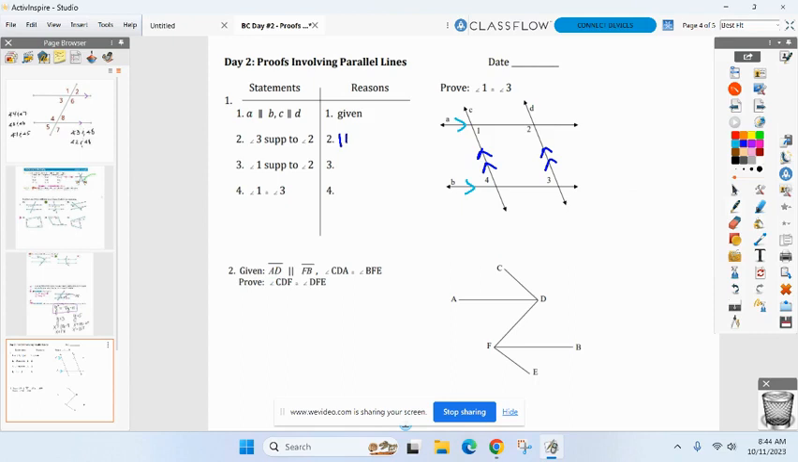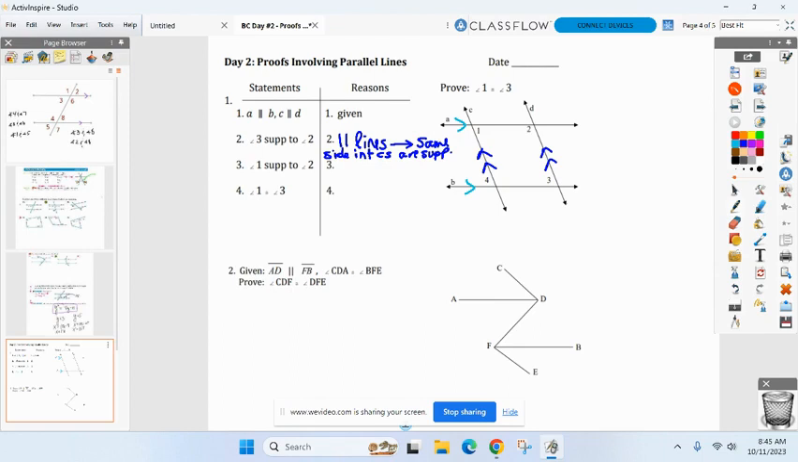Parallel lines imply. Jonathan, what did you just call them? Same side interior angles. And then what do we know about them? Well, we're saying they're what? Supplementary. Yep. All right, so we have 3 and 2 supplementary.